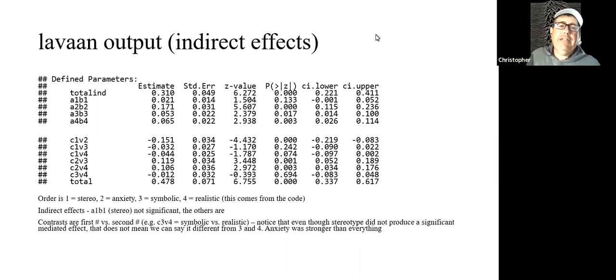And then the last one, comparing symbolic and realistic, you can see we have a relatively small estimate of 0.012, and that's just A3B3 minus A4B4. And we can see again that that is not significant as well. So basically, anxiety was stronger than everything, is the takeaway there.